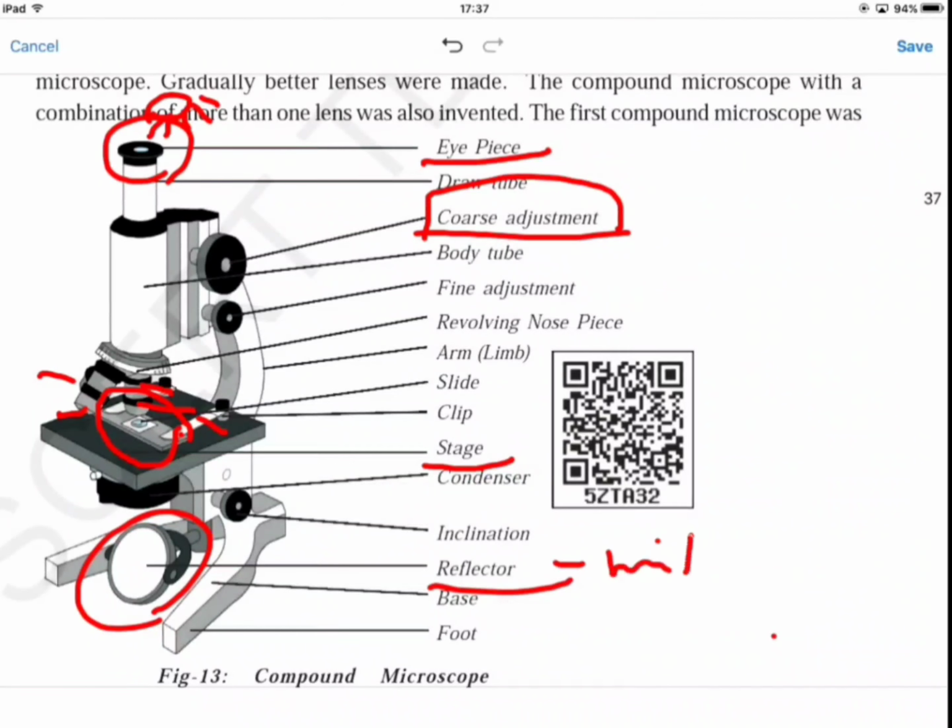This is one more thing: the reflector, that is nothing but a mirror. Light is focused here. When light is reflected through this mirror, the things on the slide can be seen well. So this is the structure of a compound microscope.